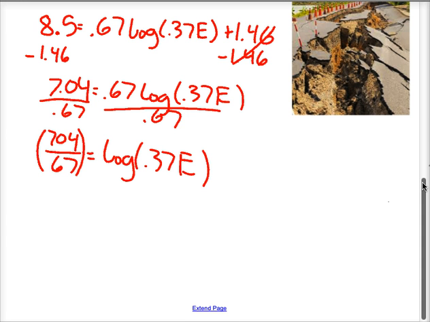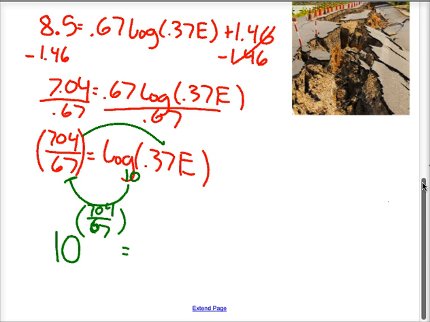Now it looks like it's time for Mr. Loopy. My logarithm is finally by itself, so 10, I'm going to need a little bit more space, 10 to that power equals 0.37 E.